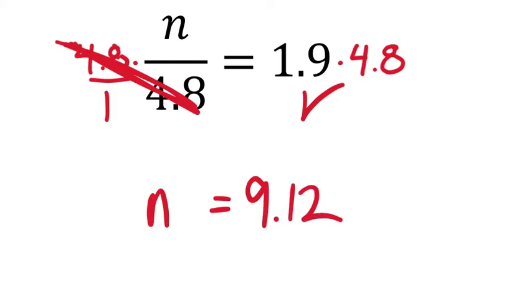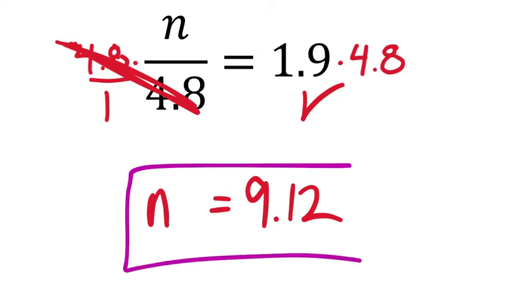Okay. Now I will check. So I say 9.12 divided by 4.8. When I push enter, I should get 1.9. I do. So I found that by replacing n with 9.12 here, I got a true statement. Now I'll point this out again because I know I pointed it out in other lessons. This means that if you replaced n with any other value but this one, you'd get a false statement up here. So there's only one solution here for n.